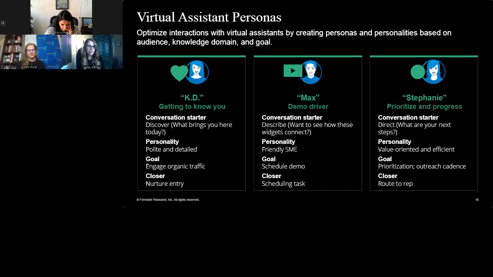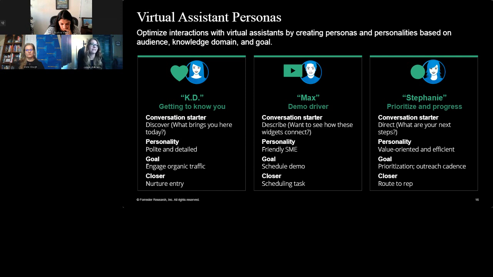And then we have Max. He's a little bit more of a subject matter expert. He's triggered deeper in the funnel. His goal is really to help a buyer understand how a complex solution might work, with the outcome of automating the process of scheduling a demo.